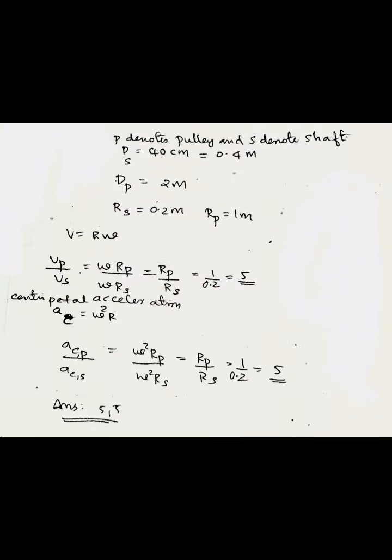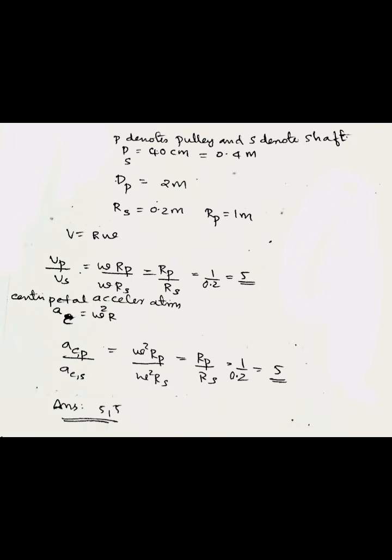The next question: a shaft of diameter 40 cm is tightly fit into the center of a pulley of diameter 2 meter along its axis so that the system rotates uniformly. What is the ratio of the linear velocities on the rim of the pulley and on the outer surface of the shaft? What is the corresponding ratio of the centripetal acceleration? Here P denotes pulley and S denotes shaft. So ds is the diameter of the shaft and this is equal to 40 centimeter, which is 0.4 meter, and dp is the diameter of the pulley and this is equal to 2 meter. The radius of the shaft is equal to 0.2 meter and the radius of the pulley is equal to 1 meter.